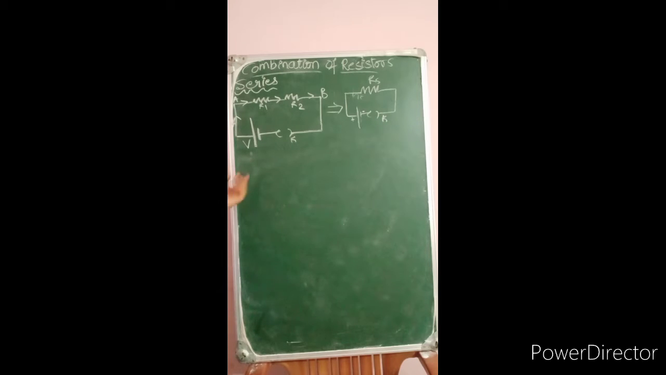Coming to the syllabus here, the first combination is series combination. For this, let us consider two resistors of resistances R1 and R2. V is the potential difference, and the current flowing through this circuit is taken as I.